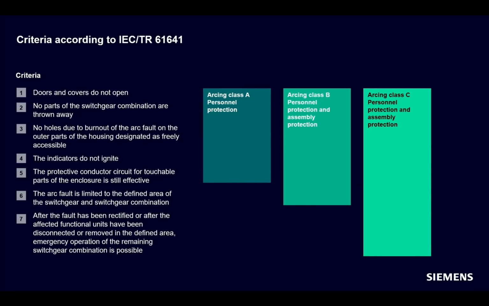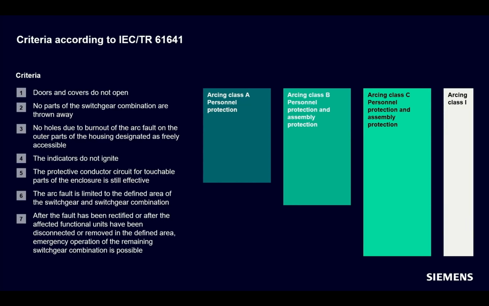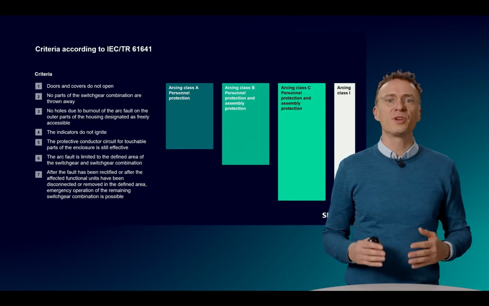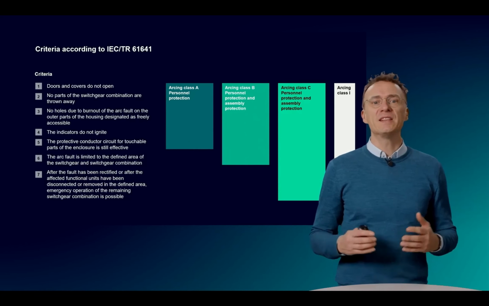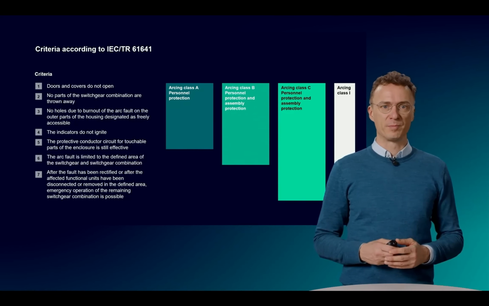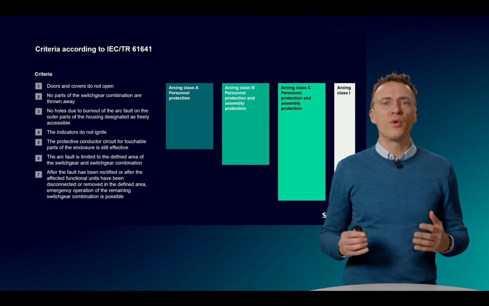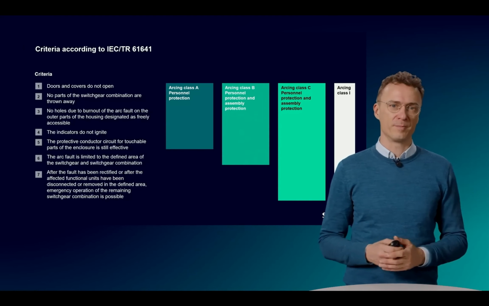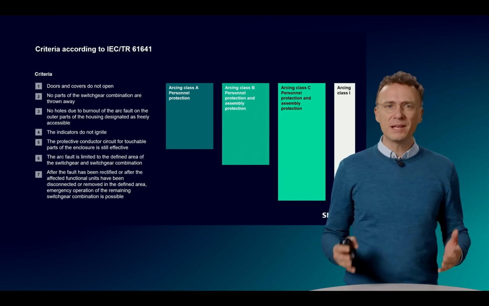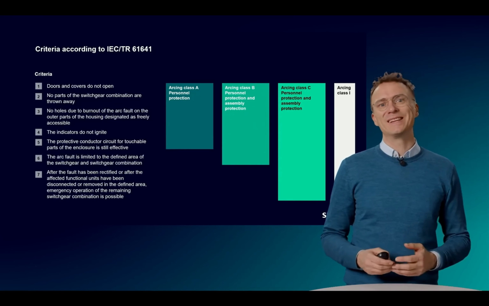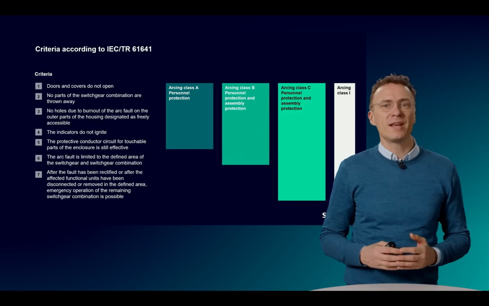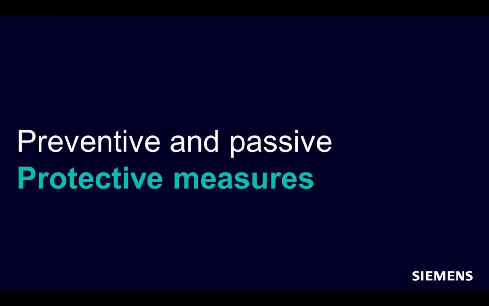Last but not least, there is arcing class I. This is a switchgear assembly with a reduced risk of arc faults due to the sole use of arc protected zones, meaning insulation, for example. In practice, however, this form will occur rather rarely. A system that is completely protected by insulation is difficult and labor-intensive to realize.